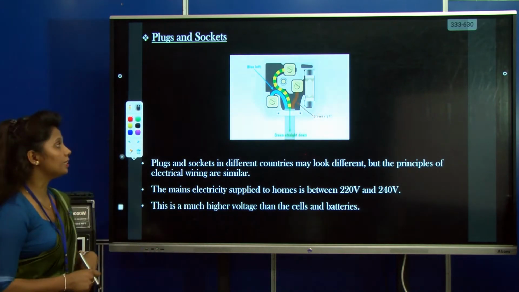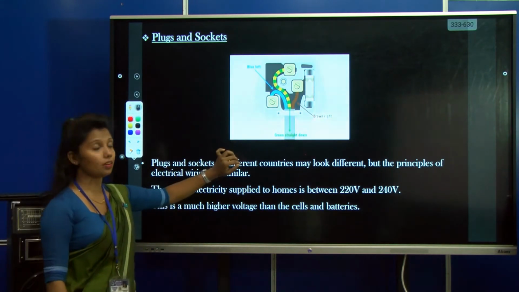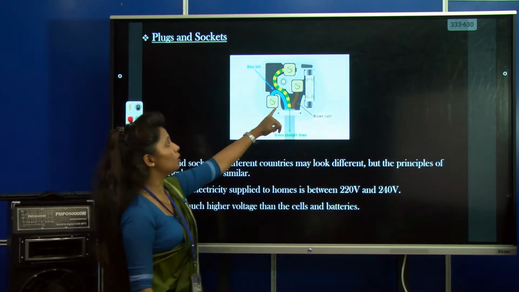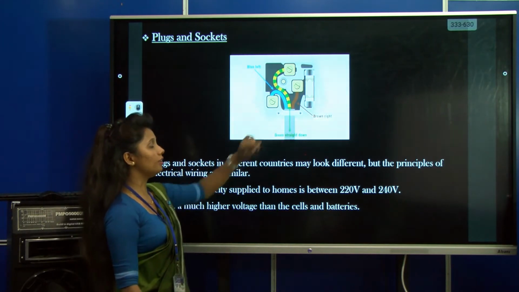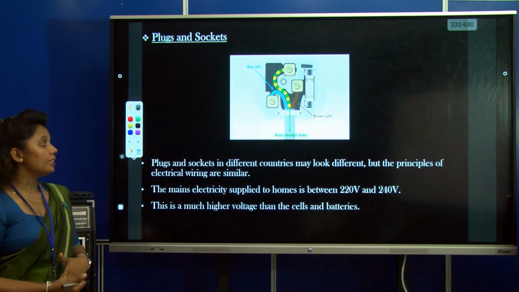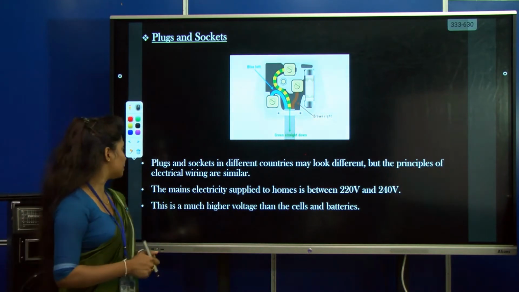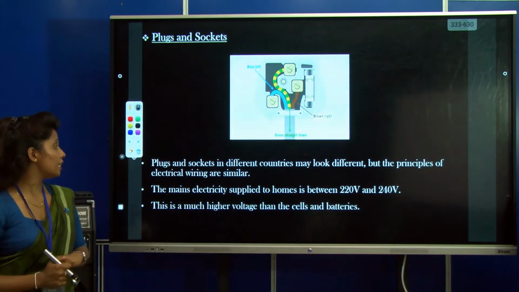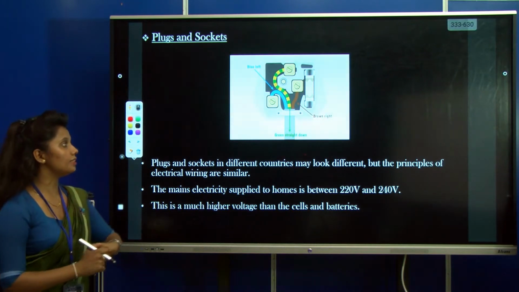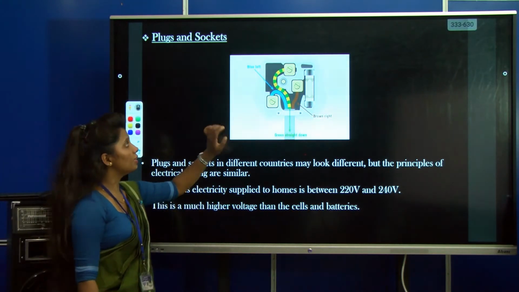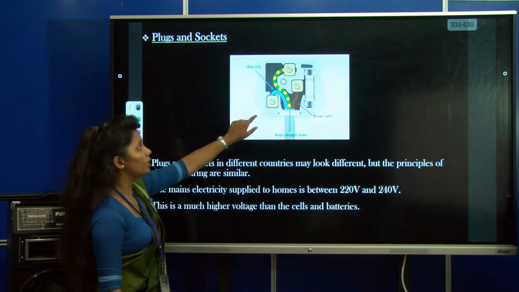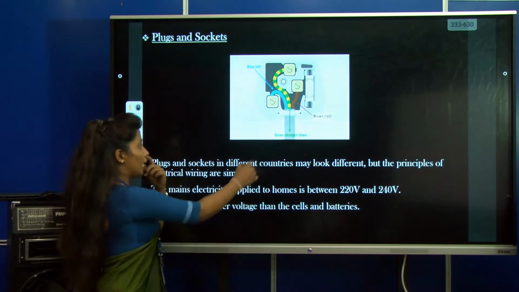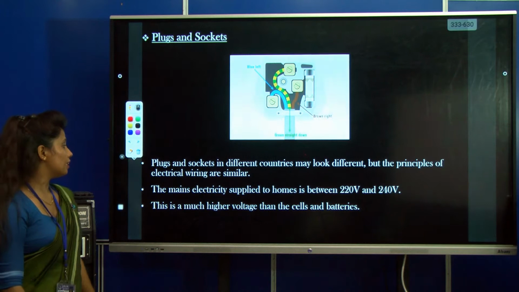Plugs and sockets. Here you can see a picture of a socket and how it is made up. Here also you can see those three wires: blue, brown, and green. Plugs and sockets in different countries may look different, but the principles of electrical wiring are similar. What does that mean? The principle is, when making a socket, the neutral or blue wire is used on the left side, the brown wire on the right side, and the green straight down.